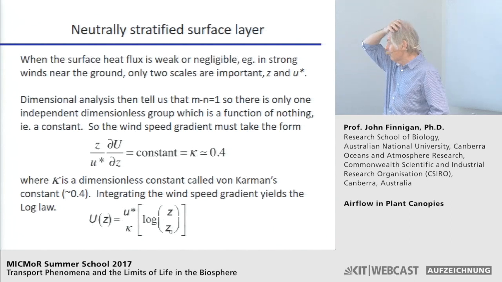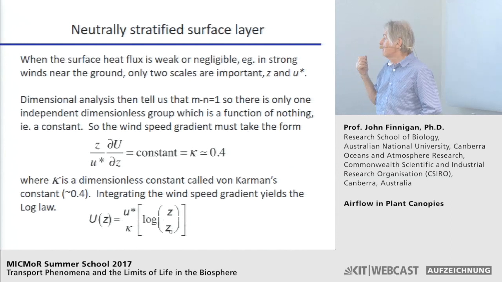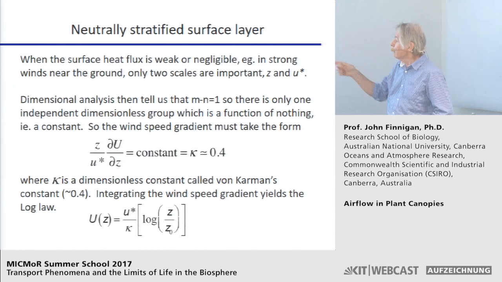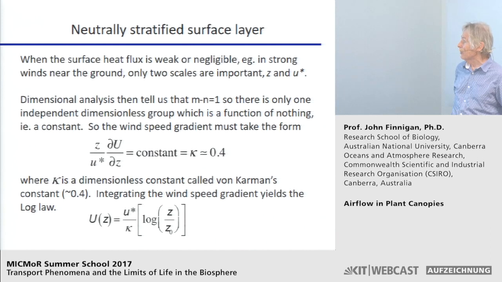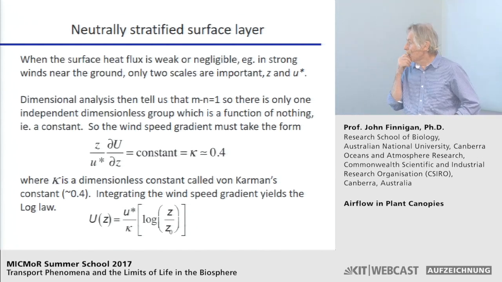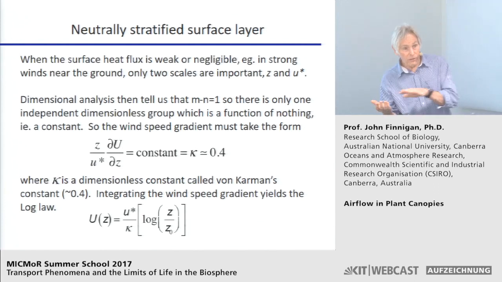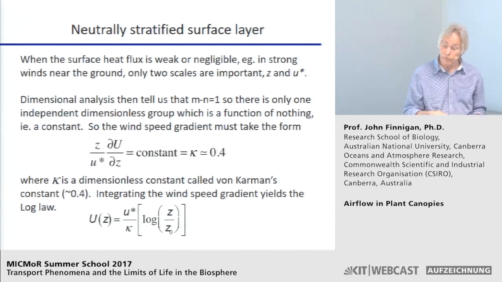And that constant is conventionally taken as k, which is a value of about 0.4, and that's called von Karman's constant. And if we integrate that little equation, z on u star du dz equals k, then we get the famous logarithmic law that the wind speed, as you move away from the ground, increases like the logarithm of the distance from the ground. And z0 is an integration constant which characterizes how efficient the ground is at absorbing momentum.